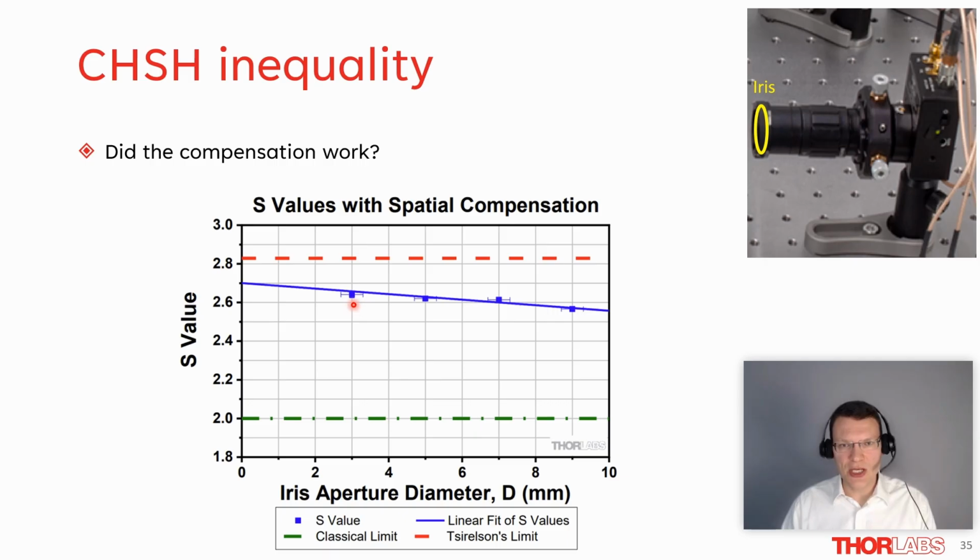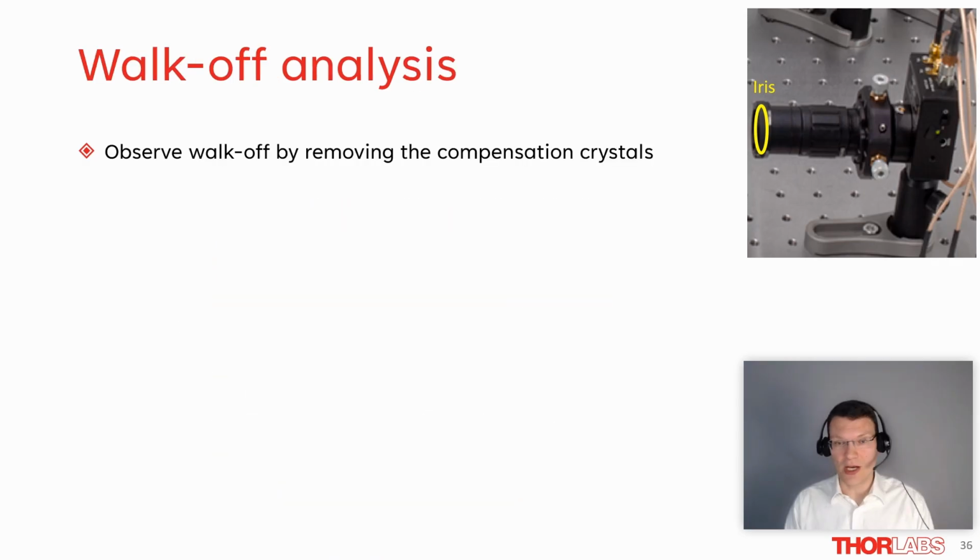As you can see here, when all of the compensation that we talked about is in place, the S value hardly changes. I'm opening my iris, I'm collecting more photon pairs, and the S value hardly changes. It stays at about 2.6. Now let's do the same thing without the spatial compensators.